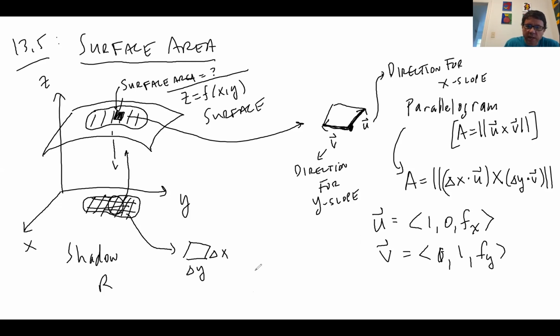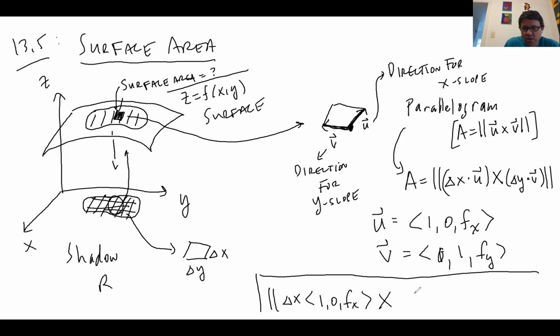And so if we take all of that stuff and put it in here, then what do we get? We will get the cross product of delta x times the vector 1, 0, fx, crossed with delta y times 0, 1, fy. And that will be the area of the approximation to my surface area on just that little piece.